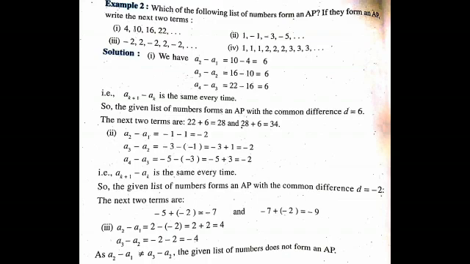In subtopic 3 we have the list of numbers as minus 2, 2, minus 2, 2, minus 2 and so on. Here also we will find the difference between two consecutive terms. Second term minus first term is 2 minus minus 2, which results in 4. The difference between the third term and second term is minus 2 minus 2, which is minus 4. As the difference between the second and first term is not equal to the difference between the third and second term, the given list of numbers does not form an arithmetic progression.